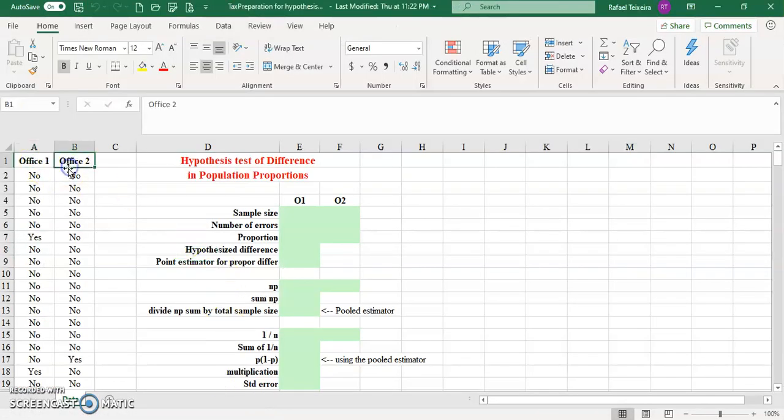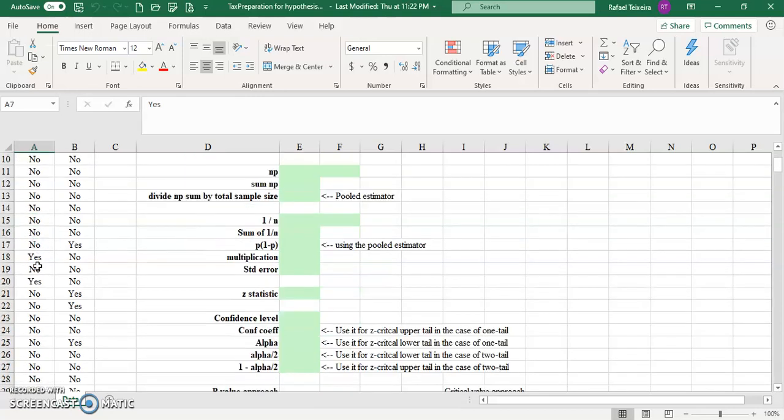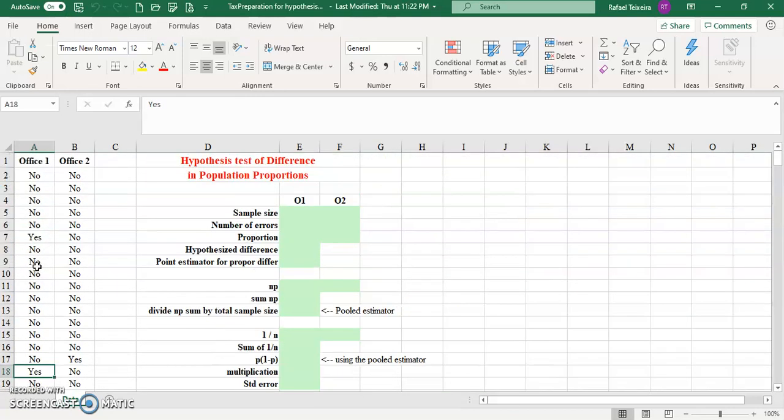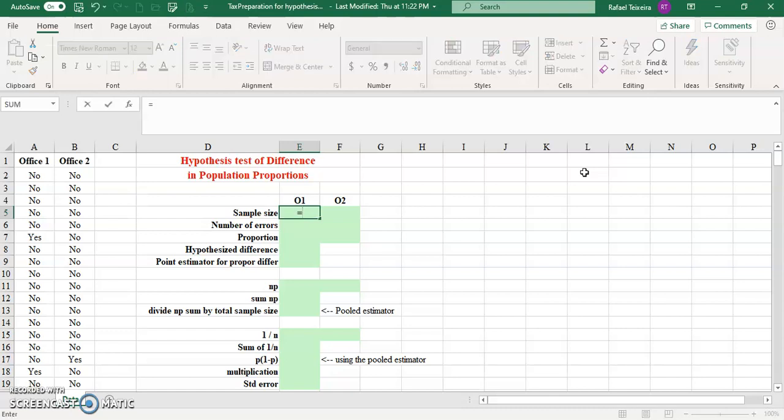So there are two offices and they have different forms they fill out, and no means no error. If there is a yes, then there is an error in the forms, okay? So I want to know if these two offices differ in the proportion of errors they have. So I'm going to use this template to help you go over the problem and solve it, okay? So again, we want to test the hypothesis, and first let's start computing the sample size.